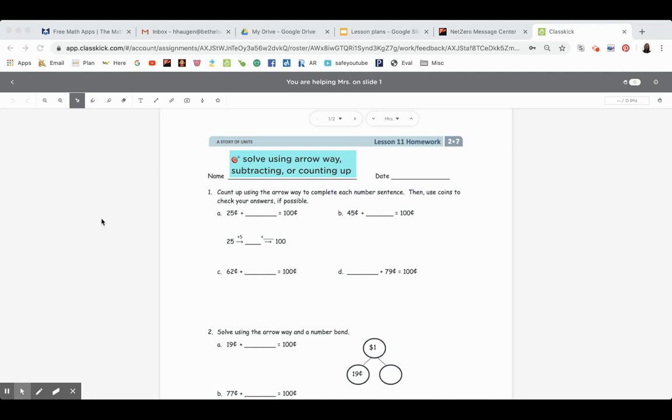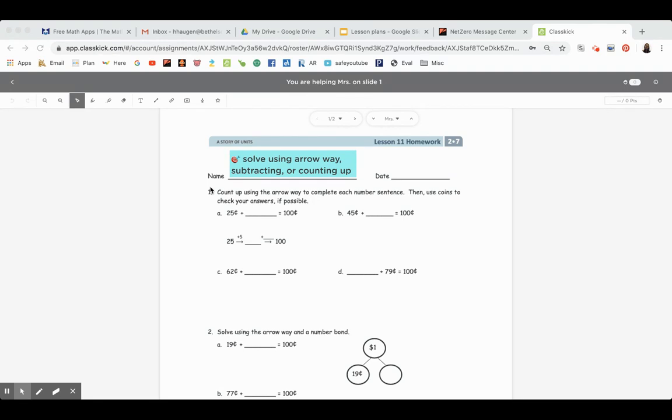Today we're going to work on lesson 11 in our blue math packet, so be sure you have that in front of you ready to go. Today's target is to solve the problems below using one of three strategies that we've learned this year. You may either use the arrow way, you may subtract, or you may count up. I will warn you, if you are using the subtraction strategy, just solving vertically, that's a little bit tricky, so I will go over that, so be sure to listen really carefully.